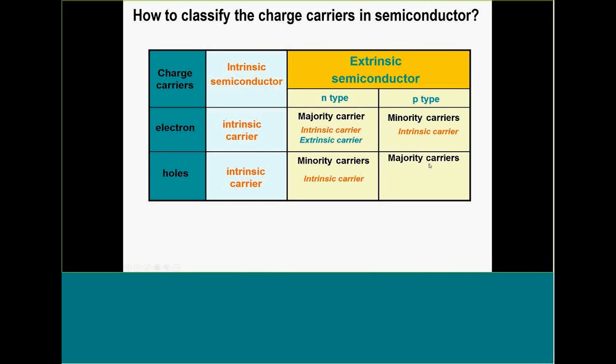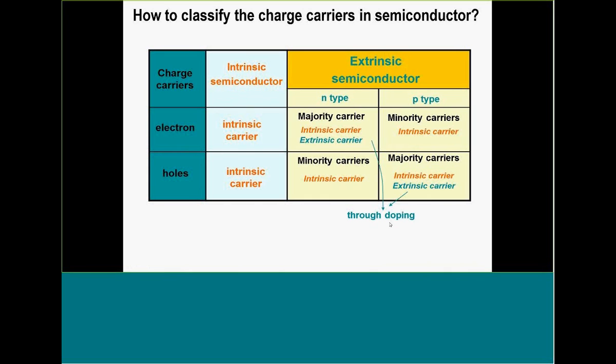But where do these majority carriers come from? Of course, we know that the semiconductor has electrons and holes as its carriers. So some of them must come through intrinsic carriers. And since we are putting dopant into it, part of the holes are extrinsic carriers that come through doping. So now you know where the source of our carriers in our semiconductor is.